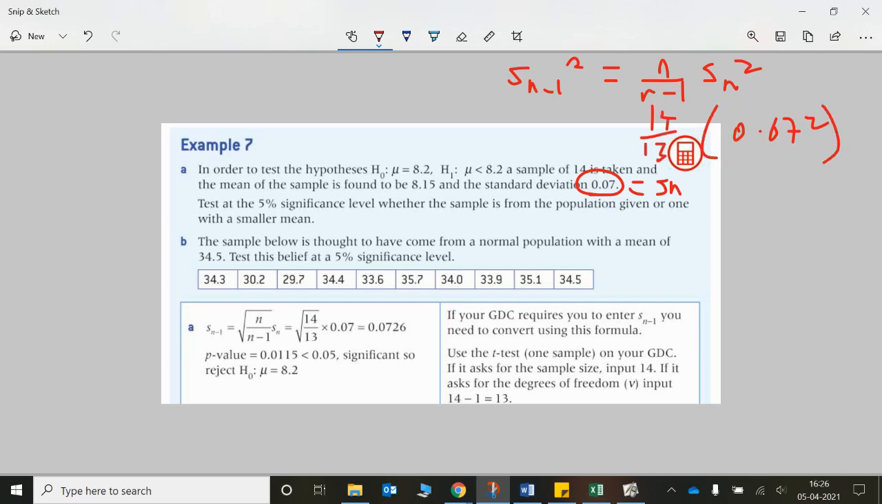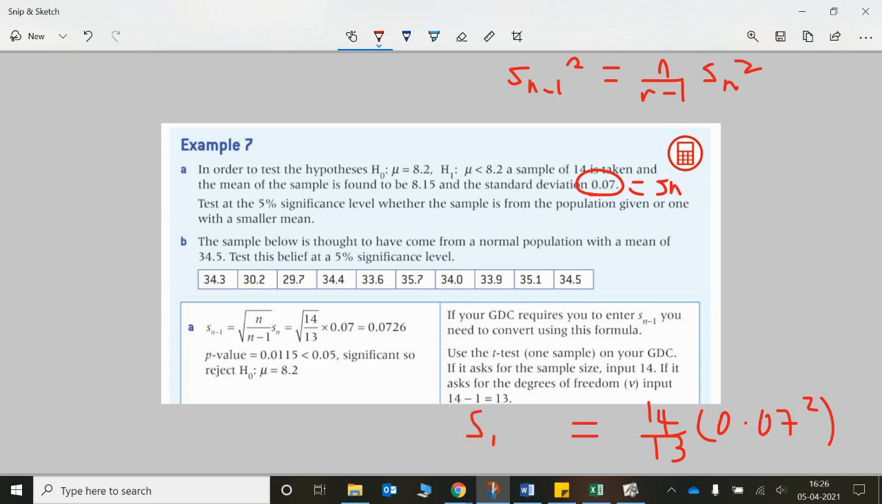Okay, it's getting a bit messy, isn't it? Take that further down. So we say that that's 14 over 13, and that this is 0.07 squared, and that's going to give the answer for S(n-1) squared. So we'll need to then square root this answer afterwards. Alternatively, you can just do the square root of 14 over 13 multiplied by 0.07, which is exactly what they've done here. Okay, so they've got this.